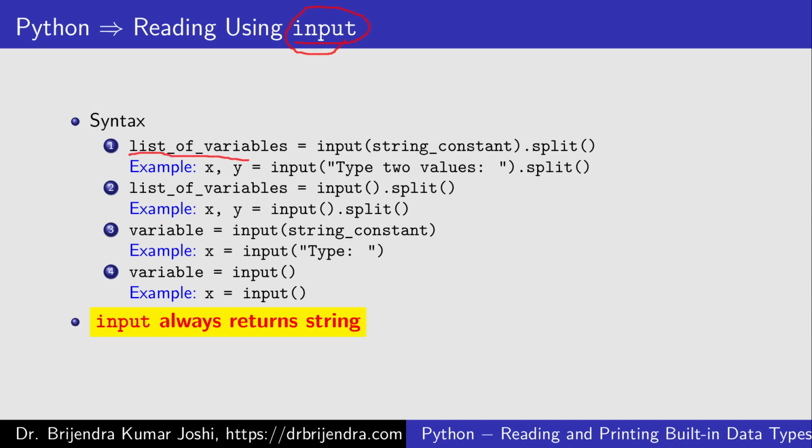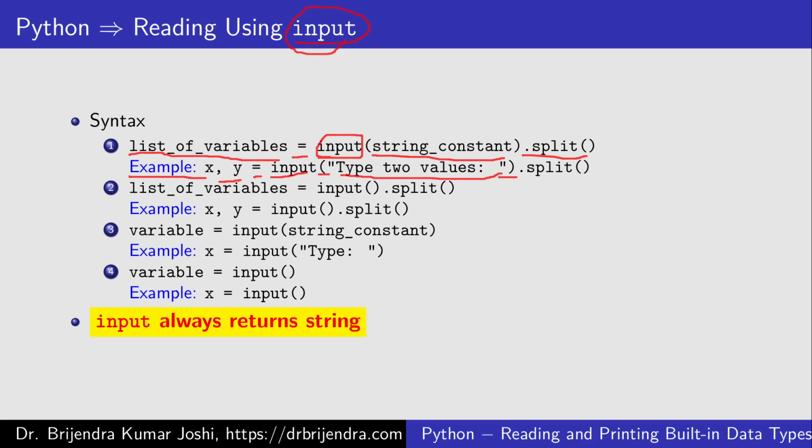First one is a list of variables, then assignment operator, then the name of the function, that is input, then within the parenthesis a string constant, and dot split. Split is a method, so all lowercase letters, split, and opening and closing parentheses. Now the example is, you can say x comma y, assignment operator, input, and within the parenthesis this is the string constant. So this is nothing but a prompt, and then dot split.